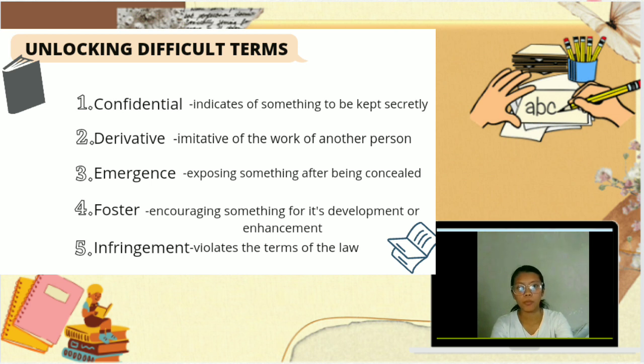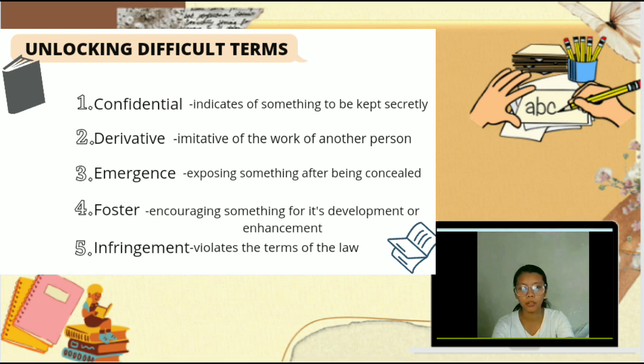Unlocking difficult terms. First, confidential indicates something to be kept separately. Second, imitative, the work of another person. Third, emergence, exposing something after being concealed. Fourth, foster, encouraging something for its development or enhancement. Fifth, infringement, violates the terms of the law.